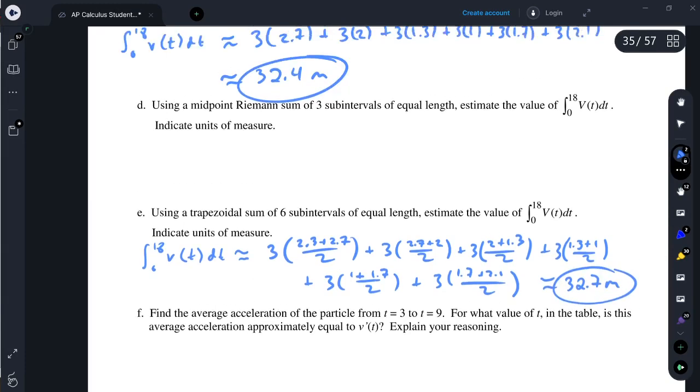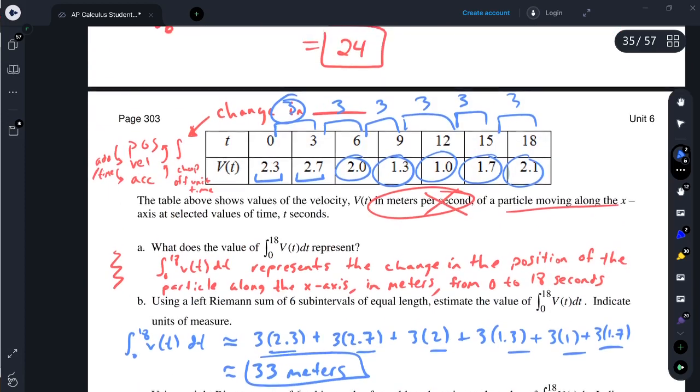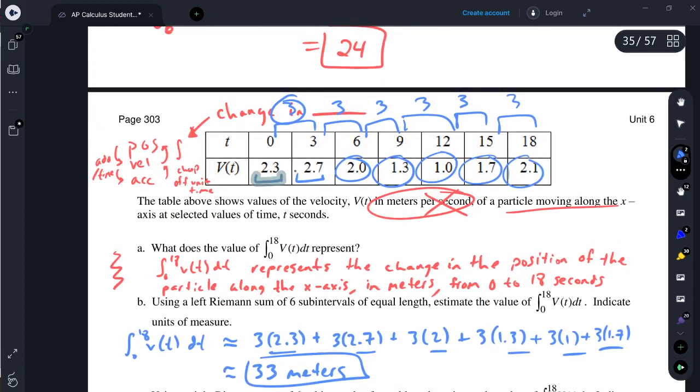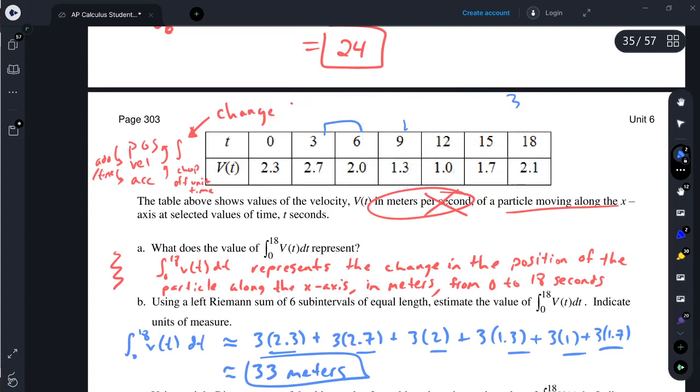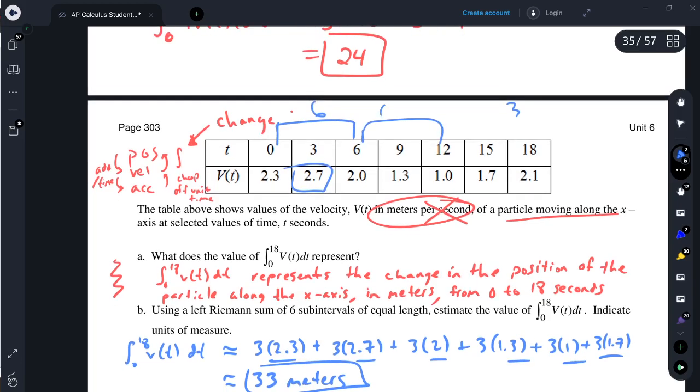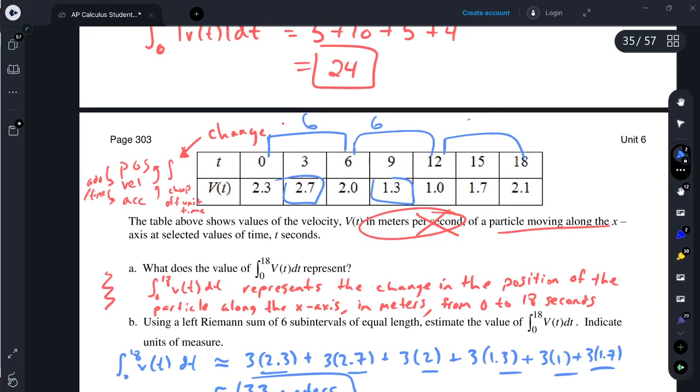All right, now coming back to our midpoint Riemann sum. They said instead of using 6 subintervals, we're only going to use 3, and this is very common. So now we're going to use 3 subintervals, so it's going to be from 0 to 6, that's a width of 6. We're going to multiply by the middle. Then from 6 to 12 is 6. We're going to multiply by the middle. And from 12 to 18 is again 6. We're going to multiply by the middle.